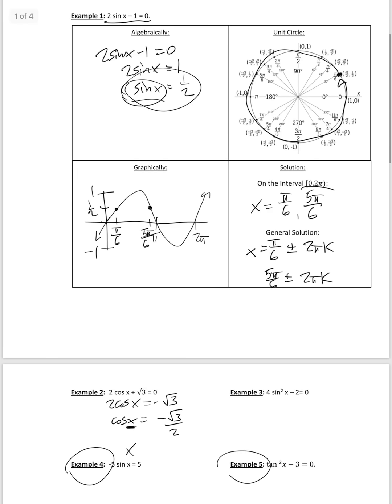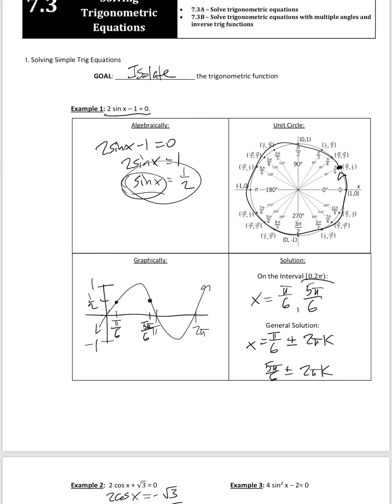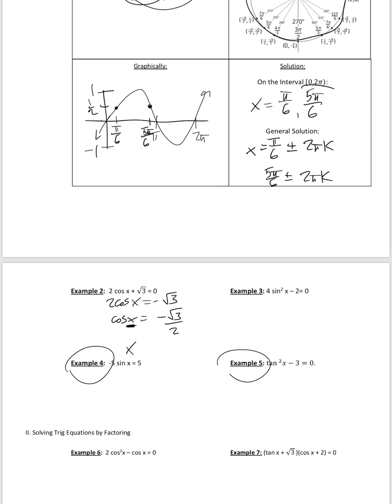Where is cosine, or x, equal to negative square root of 3 over 2? Where's the x value on the unit circle equal to negative square root of 3 over 2? And we see that that happens at 5 pi over 6 and 7 pi over 6, between 0 and 2 pi. That's the interval I'm solving for. If I asked for a general solution, then you would just add plus or minus 2 pi k to each of those values.